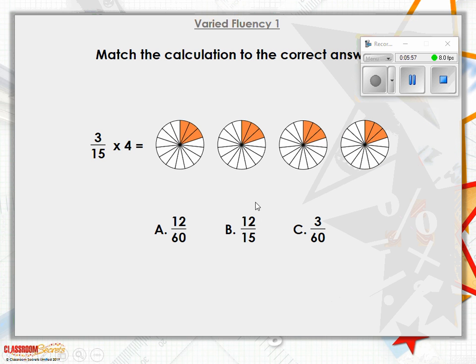Right, now let's look at the answer. The answer is 12/15. Now the first thing you should have thought about was, well, the denominator has got to be 15 because each of the shapes has been divided into 15 equal parts. And then you've got 4 lots of 3, which is 12. As well as calculating it, 3 times 4 is 12, and then 15 is your denominator.